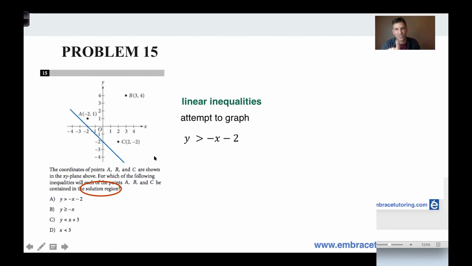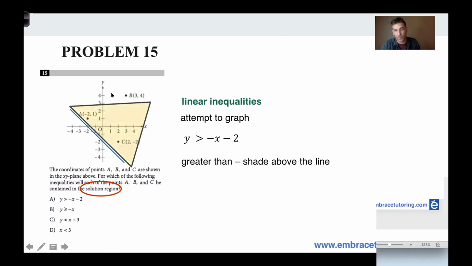Now, here's the interesting thing: this means greater than. And because it's greater than, it means I'm going to shade above the line. And if I shade above the line, then all of my data points are actually going to be included, right? It covers all 3 of these data points, or all 3 of these quadrants.